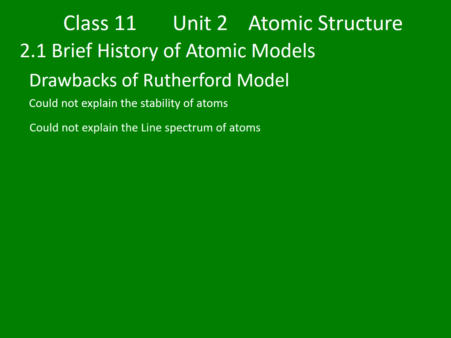Number 2, it could not explain the line spectrum of atoms. According to this model, the electrons are continuously revolving around the nucleus, so the spectrum should be continuous, but in fact the line spectrum is obtained whenever we see the spectrum of atoms. That is why it cannot explain the line spectrum of the atoms.